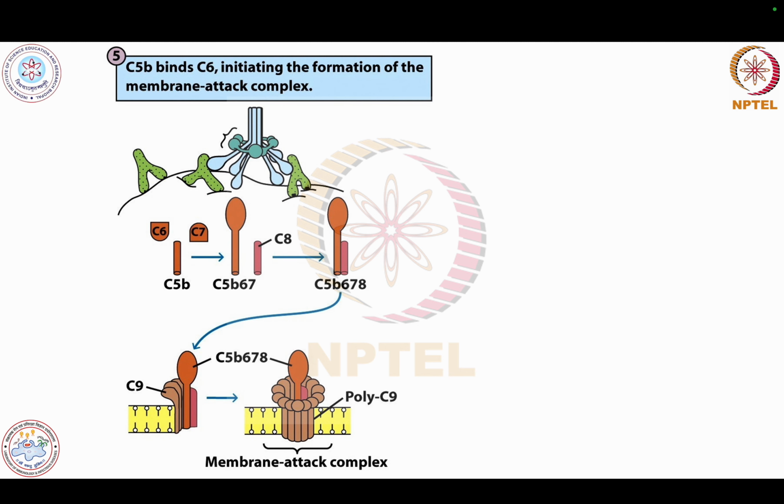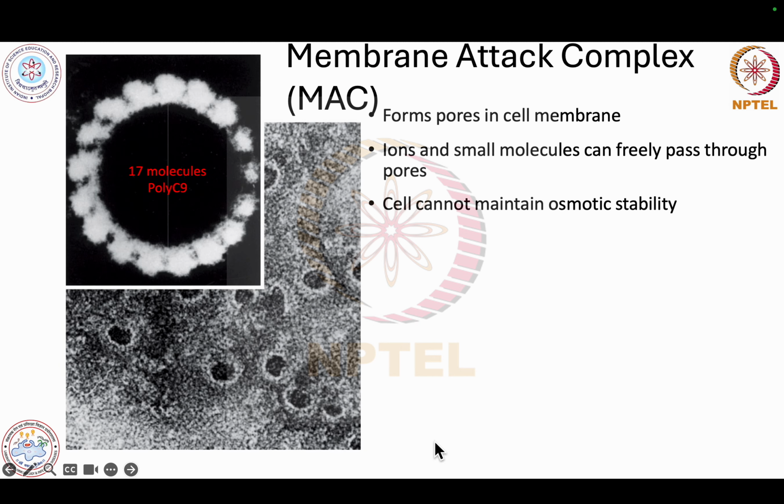C5b binds to C6, initiating the formation of membrane attack complex. So this is C5b. From here, C5b, C6, C7, and also it gets associated with C8, all together, C5, C6, C7, C8 bind to C9 present in the membrane, forming the membrane attack complex. So this is one.